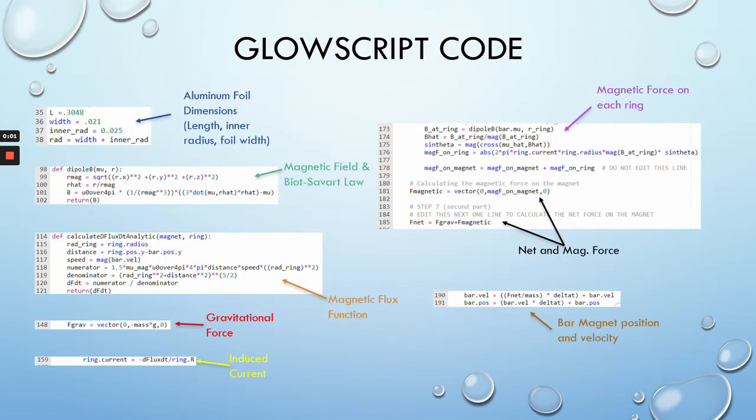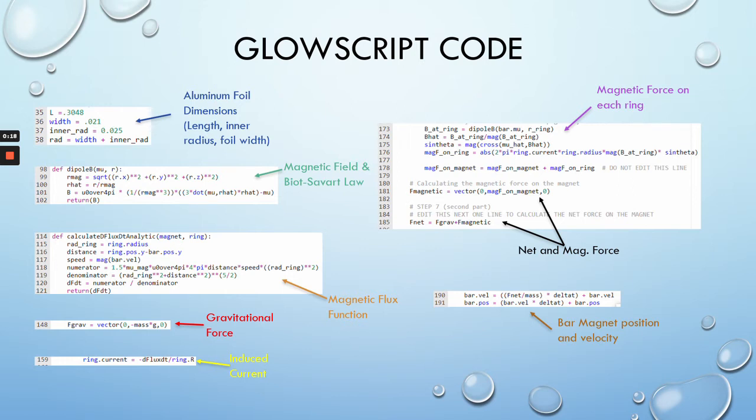To start my GlowScript code, I defined the necessary dimensions of the aluminum tube, such as length, radius, width, etc. Next, I implemented the magnetic field function from the previous lab with the Biot-Savart law to later be used to find the magnetic force on each ring.